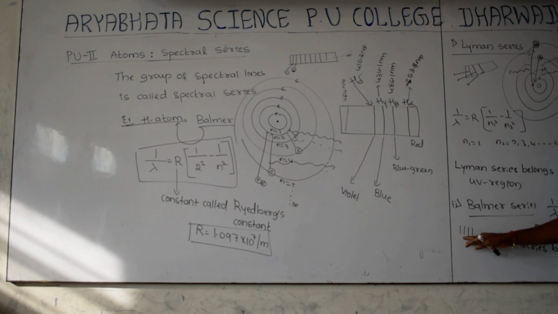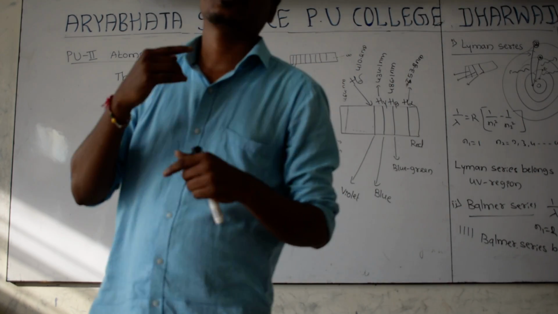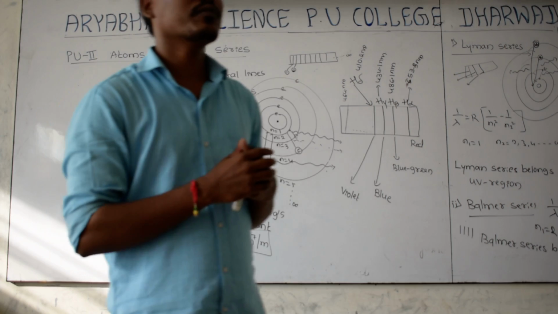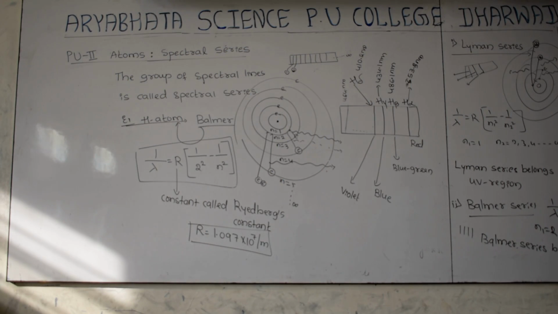He found out the wavelength of these radiations. This answer belongs to the visible region, 400 to 700 nanometer he got as the answer. That's why it is the visible region. So on like that, all the 5 series are there. The first one is the UV region, the second one is the visible region, and the third, fourth, fifth belong to the IR region. Ready? Thank you.